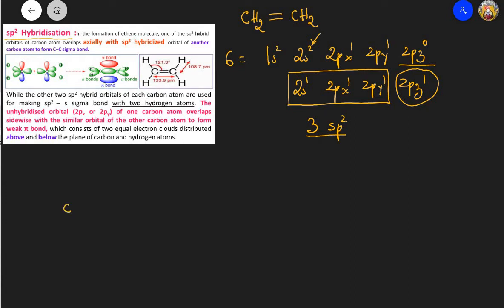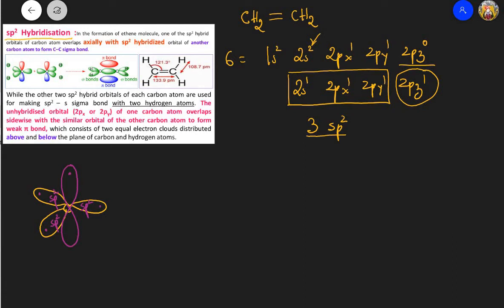I will be writing the systematic representation of sp2. One will be present in this manner, one will be present here and the other one here. And the unhybridized one will be present as it is. So the unhybridized 2pz orbital will be containing one electron. And the remaining sp2, this is sp2, this is sp2 and this is sp2, each of which will be having one electron, right?